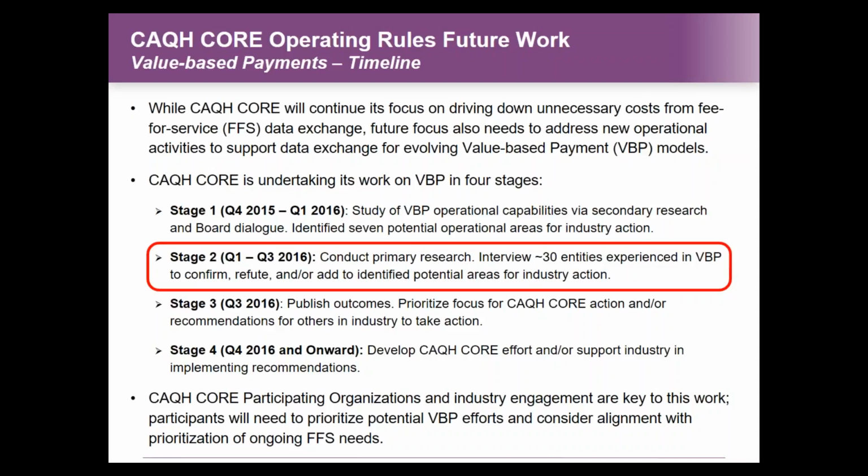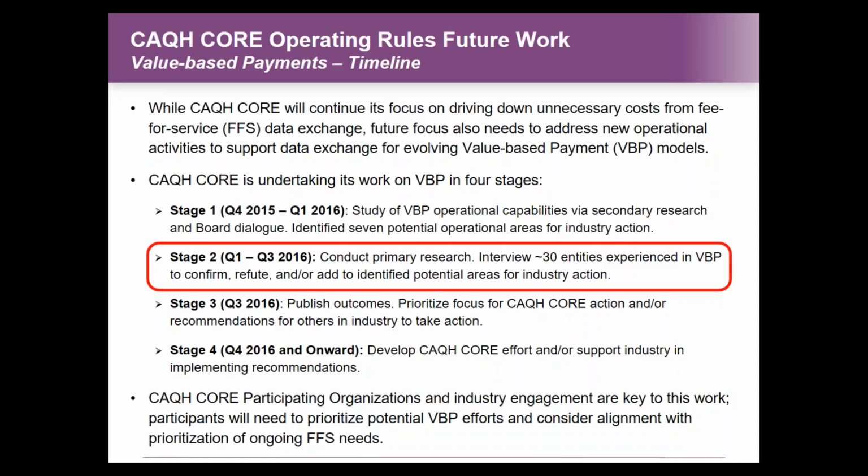So the board did decide to do a staged approach to identifying some opportunities, whether they be for CORE or for other entities. So first is a secondary review and some board dialogue. They identified 7 potential areas to interview entities on, and those interviews have been going on. And then we'll publish the outcomes. You're going to see 2 publications, and then determine if there's a CORE effort here or a way for CORE to support others in the industry with their efforts, because this is an important piece for administrative simplification and what is the appropriate role for CORE.